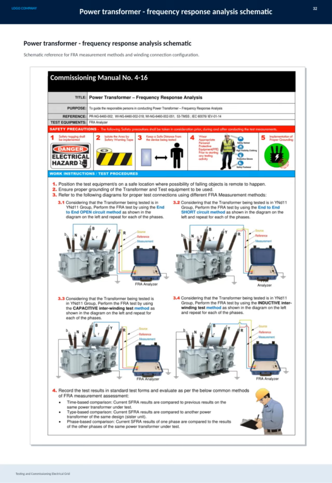Here we have the schematic for power transformer frequency response analysis, which is a crucial part of testing and commissioning in the electrical grid. This diagram serves as a reference for the FRA measurement methods and winding connection configurations. Understanding this schematic helps ensure that transformers operate reliably and efficiently within the grid. It emphasizes how essential precise testing is before full commissioning.